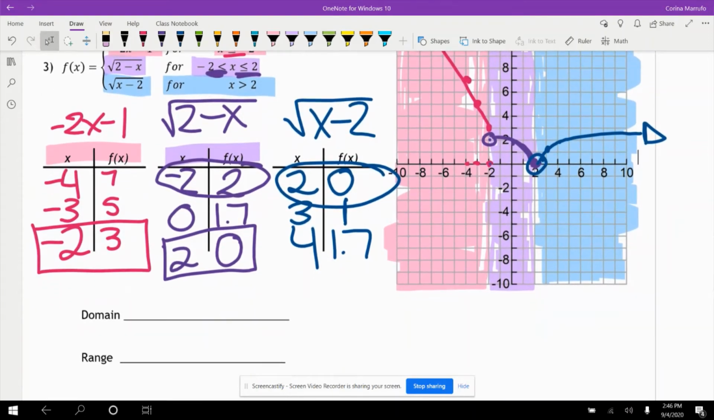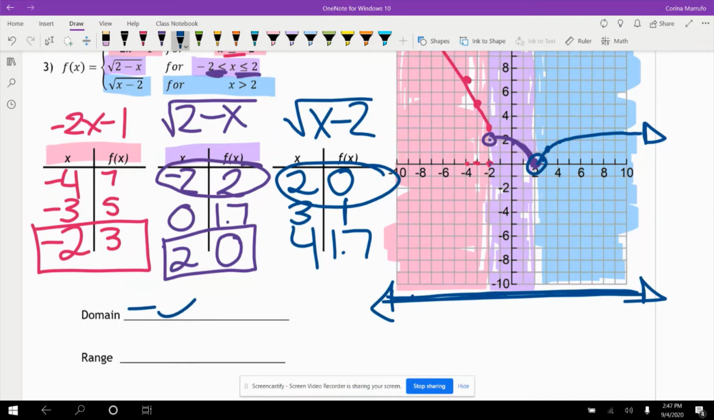So for our domain, we're going to see all the x values that it covers. So it goes from here. There's no gaps all the way across. It just goes straight to the left and to the right. So it's going to be negative infinity to positive infinity.